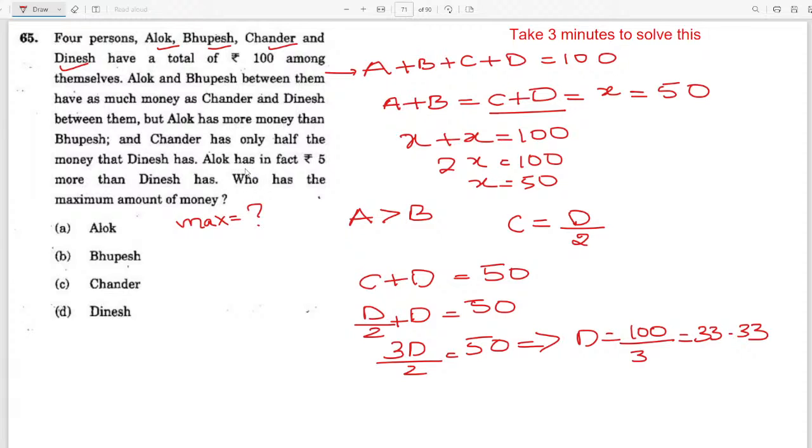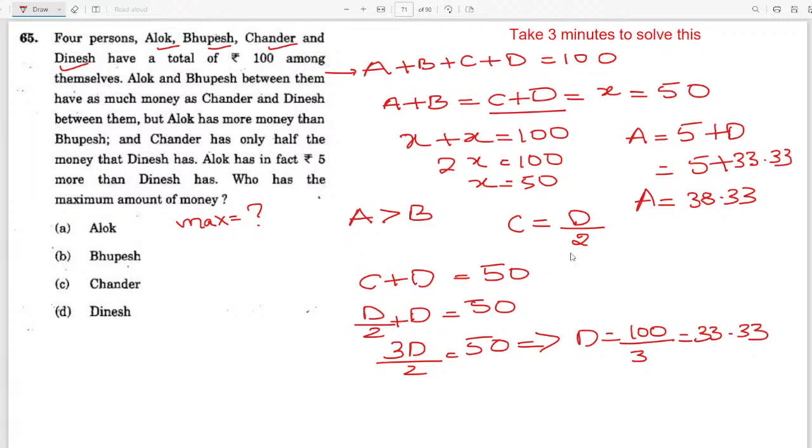And then they are saying that Alok has 5 more than Dinesh. So Dinesh has 33.33 rupees, so Alok would have 5 plus 33.33. This is equal to 38.33. So Alok has 38.33, Dinesh has 33.33.